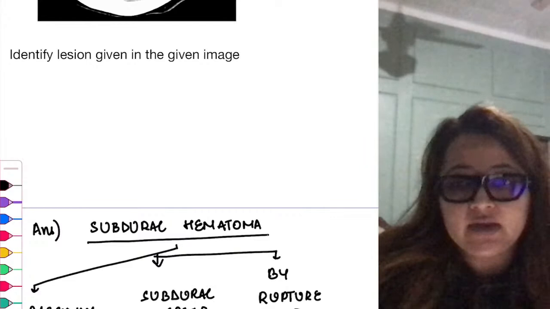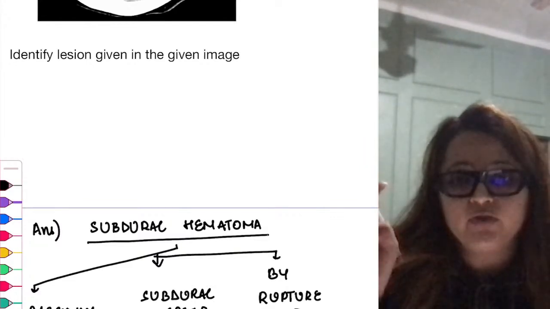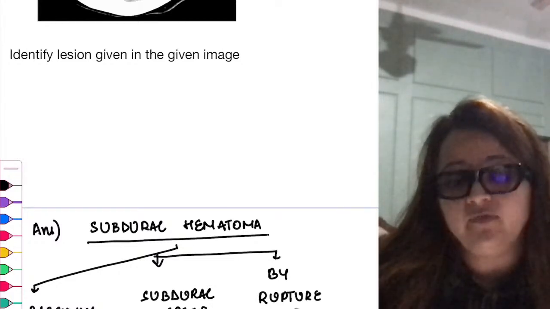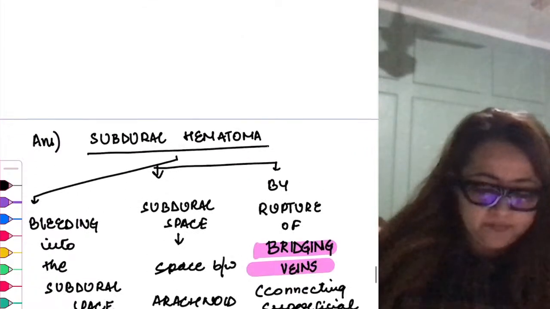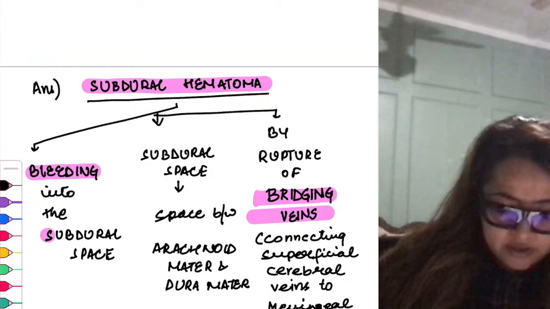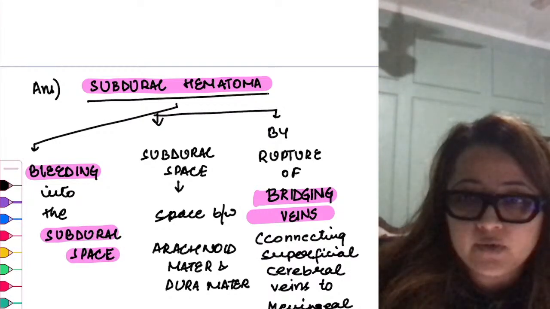So what you should know in the brain hemorrhages is number one, the name, then the appearance on the CT, then number three, the blood vessel involved, whose rupture leads to this kind of hemorrhage. So when you talk about the subdural hematoma, number one, there is bleeding into the subdural space.